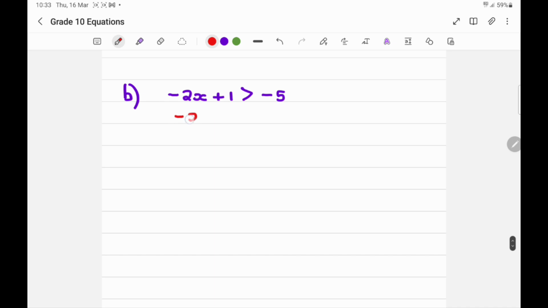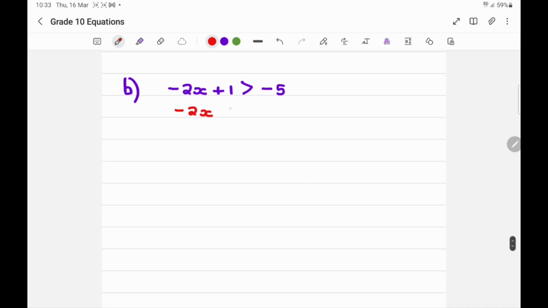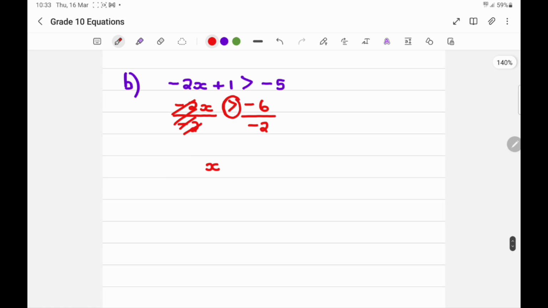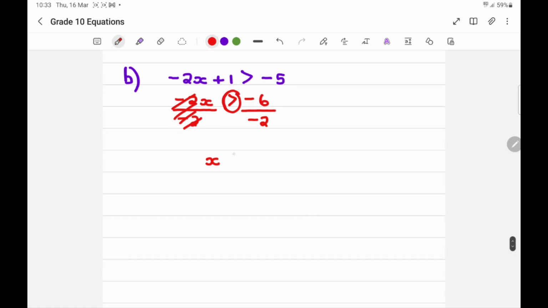Right, let's look at number B. So if you've got negative 2x, I'm going to subtract 1 on each side. And now, can you see, I am dividing away with a negative 2. And as soon as you divide away with a negative, what has to happen? Your inequality sign has to swap around, and your x and your number stay exactly on the same spot, but your inequality sign changes around. So x is smaller than 3.